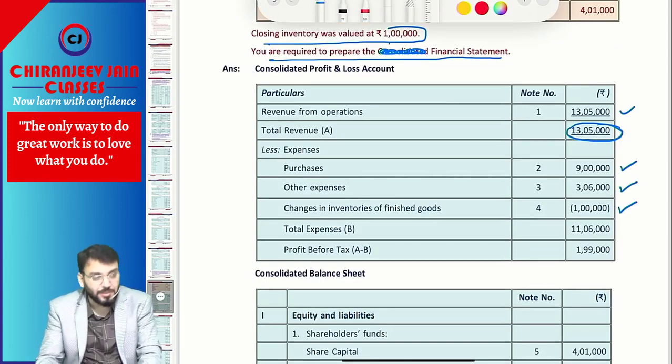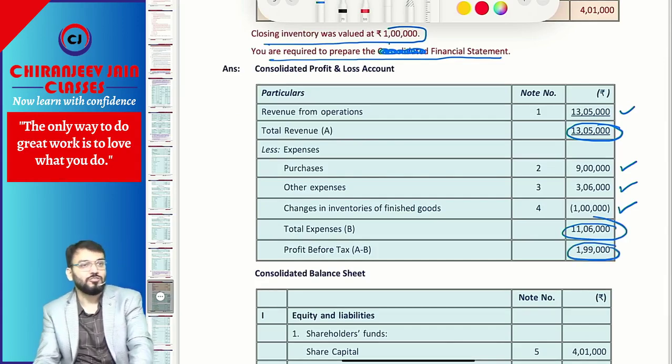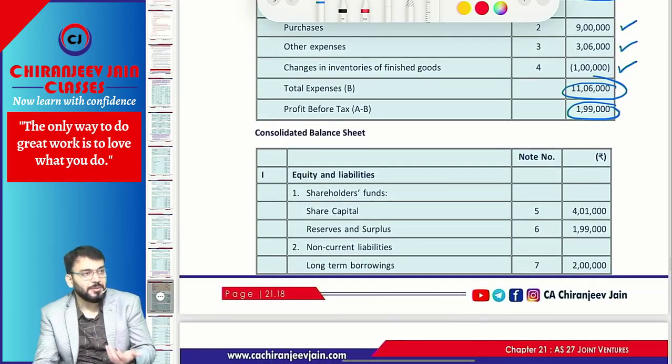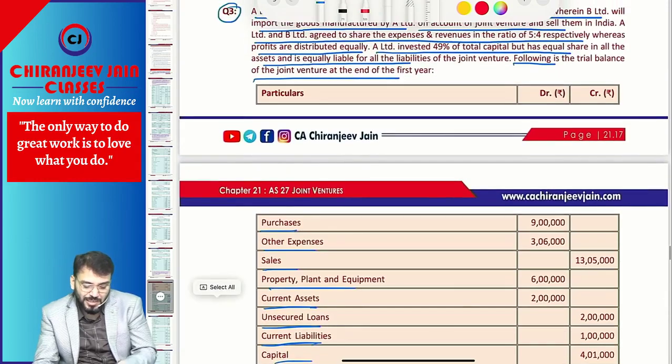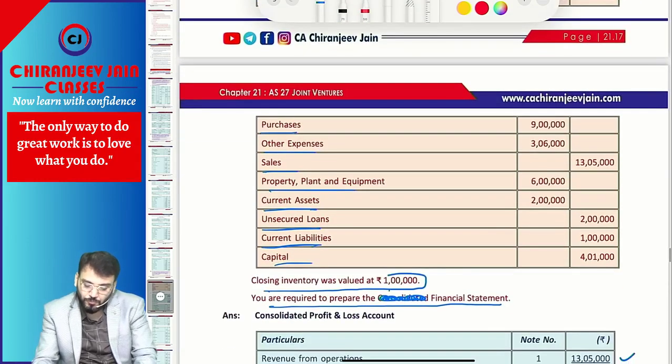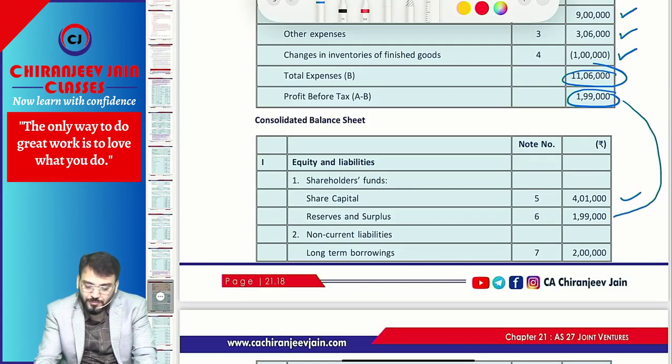Other expense given how much? Total expense becomes how much? This becomes profit before tax, and there is no tax, so this is only profit for the year. Then let us prepare the balance sheet. Correct. But share capital given how much? Share capital is given 4,01,000. So share capital 4,01,000. Reserve and surplus is nothing but profit. Long term borrowing given how much?